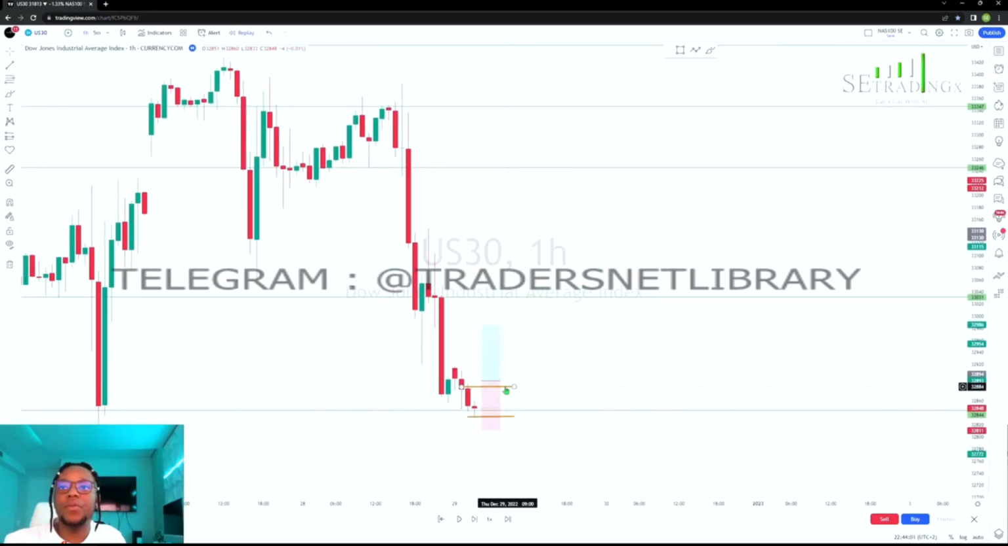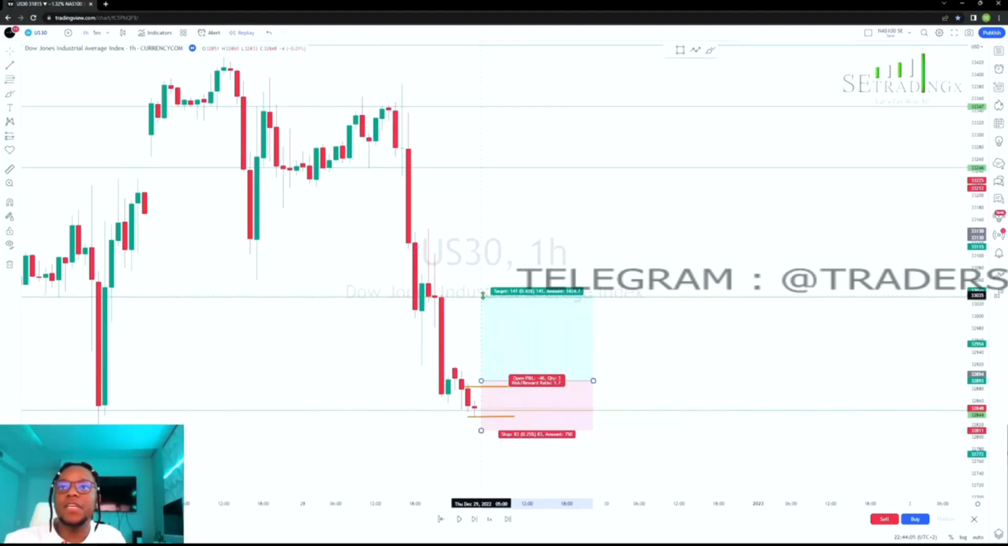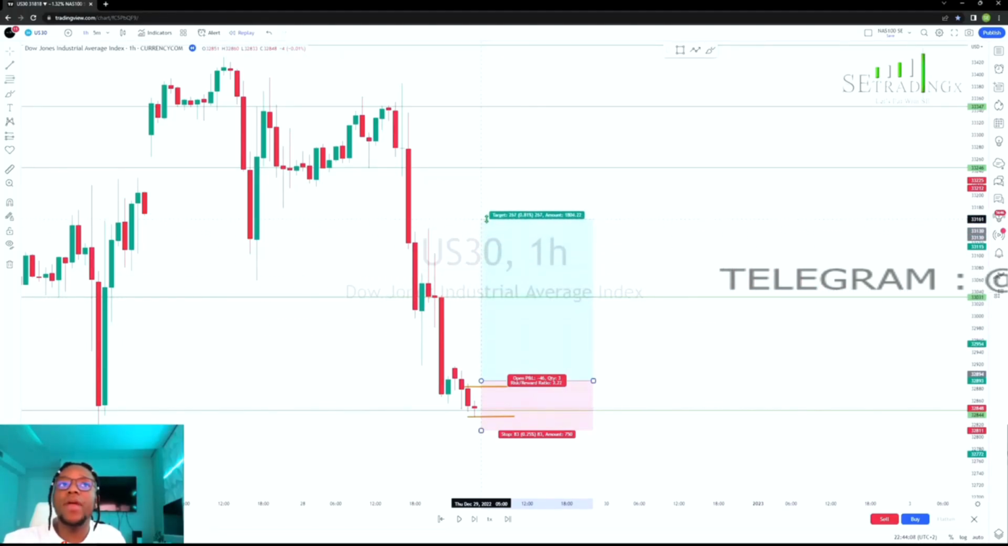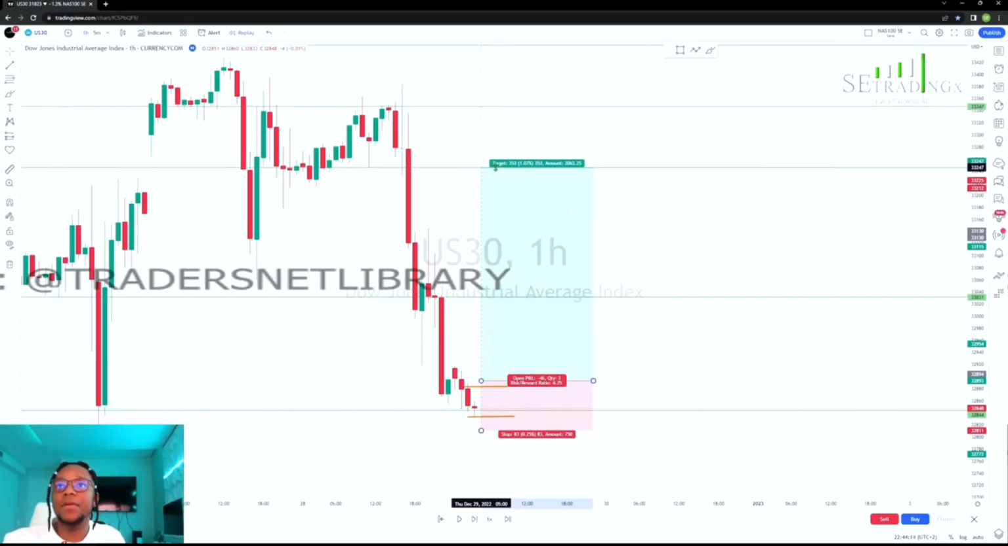So our point of entry will be over here. Our point of TP will be over here. However, we have another area over there that we did mark up earlier, and then of course this being the final area.